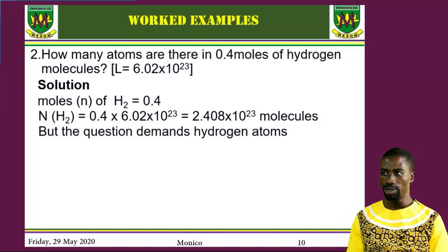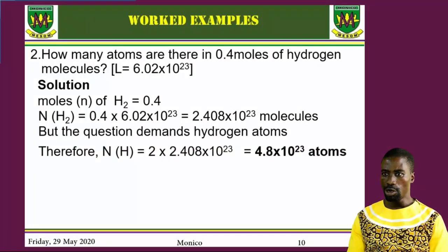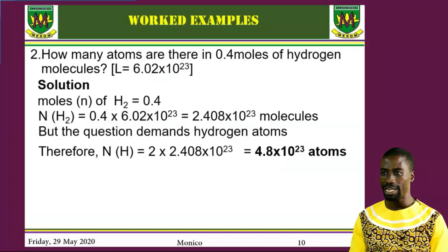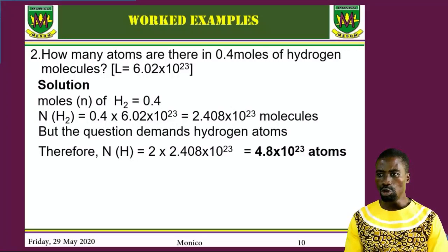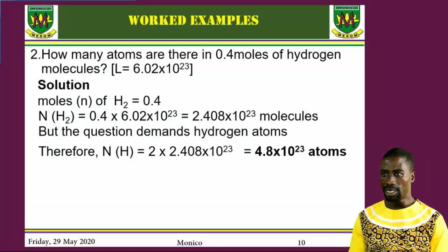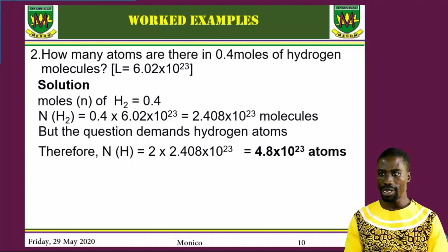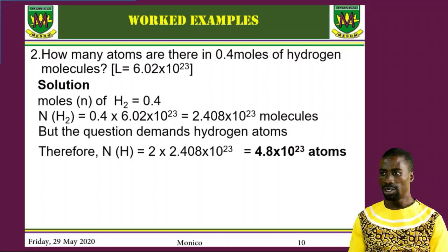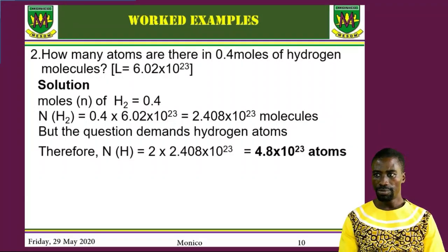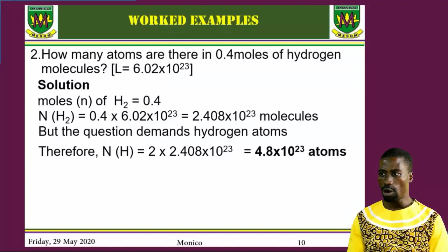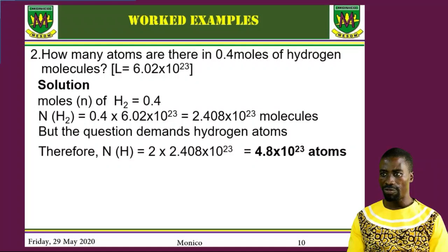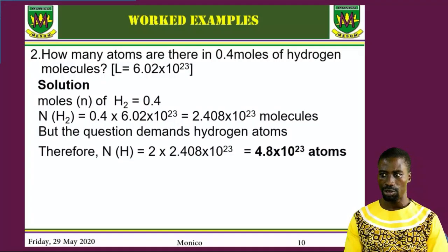Now by this question we need atoms, as I've said. If you look at the hydrogen molecule, we have 2 atoms of hydrogen in the molecule. So we have H2, which is the same as 2H. So we have to multiply the number of molecules that we had by 2. And that will give us 4.8 times 10 to the power 23 atoms. What it means is that every single molecule of hydrogen is giving us 2 atoms of hydrogen.